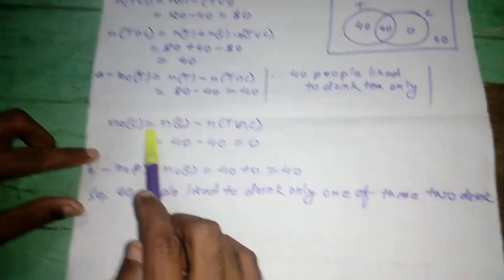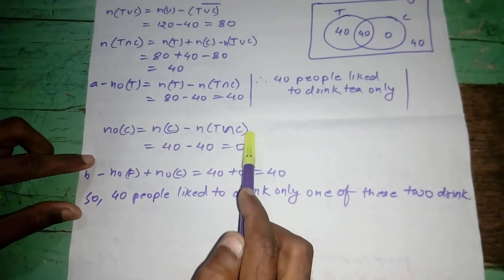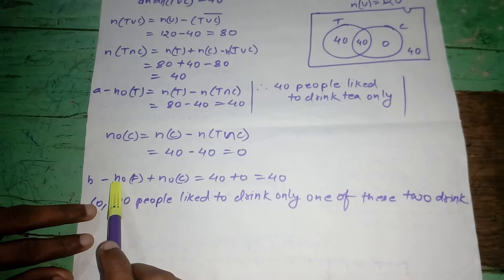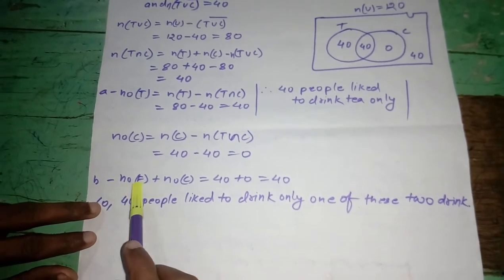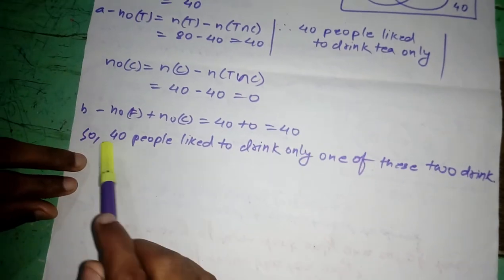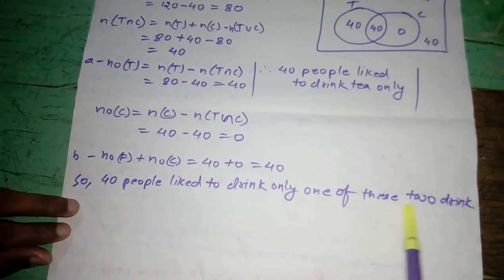And n(only C) is equal to n(C) minus n(T intersection C), which is 40 minus 40, equal to 0. And B. n(only T) plus n(only C) is equal to 40 plus 0, which is equal to 40. So, 40 people like to drink only one of these two drinks.